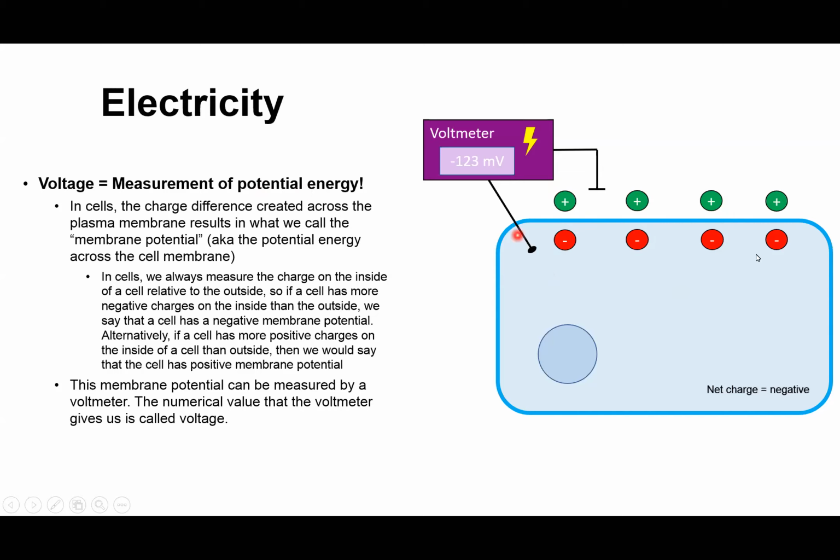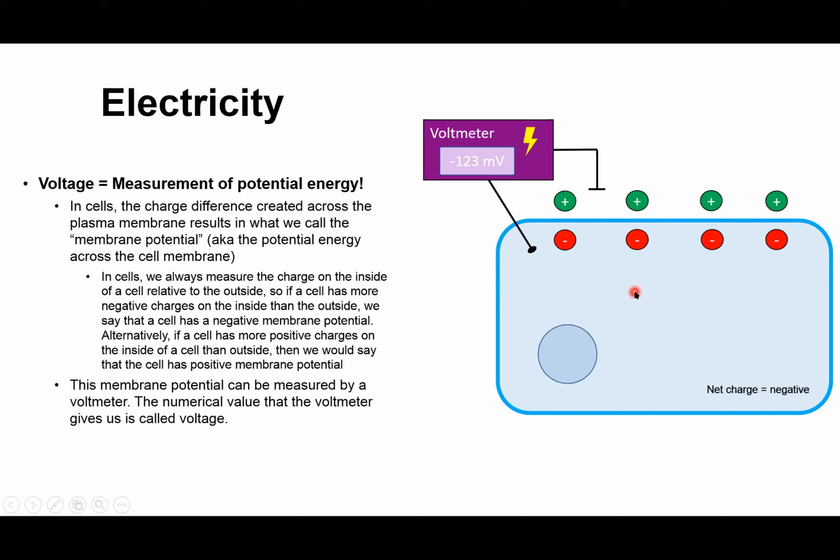So in cells, like we have a cell here, the charge difference that's created across this plasma membrane results in what we call a membrane potential. And basically, this is just the technical term for saying the potential energy that's created across this membrane, okay, because these charges are being kept separate.